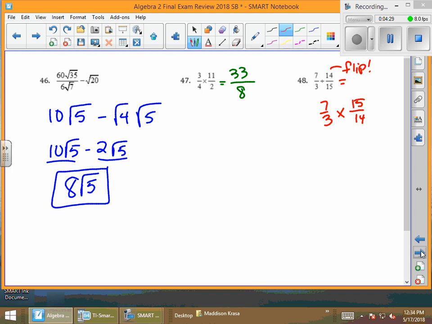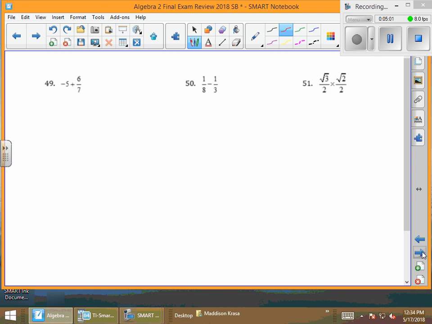So on top, we would do 7 times 15, and then on the bottom we do 3 times 14. So it's kind of turned into a problem like number 47. So on the top we get 105, and on the bottom we get 42. So those are some big numbers, but we want to see, is there a common number that goes into both? And there is, and we can reduce that to 5/2.